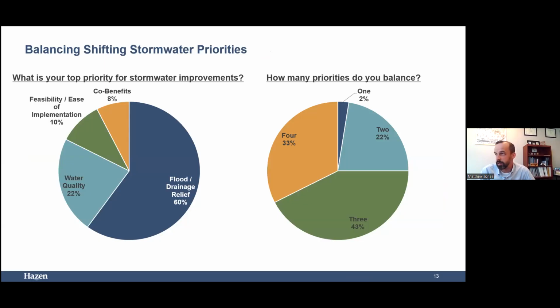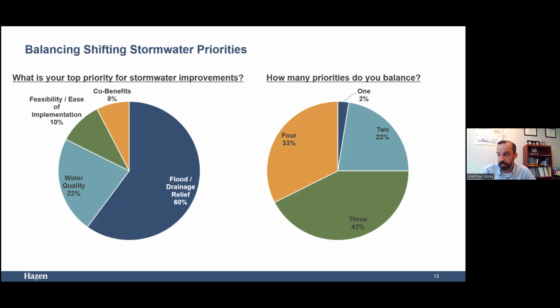This is from a recent conference, somewhat of an informal poll we did of the conference attendees. This was on a different topic having to do with stormwater master plans. But we asked folks in the audience, there were about 50 or so, what is your top priority for stormwater improvements? And it's notable that for more than half, flooding and drainage relief was their top priority. And this was from a group largely of folks in the Chesapeake Bay watershed.